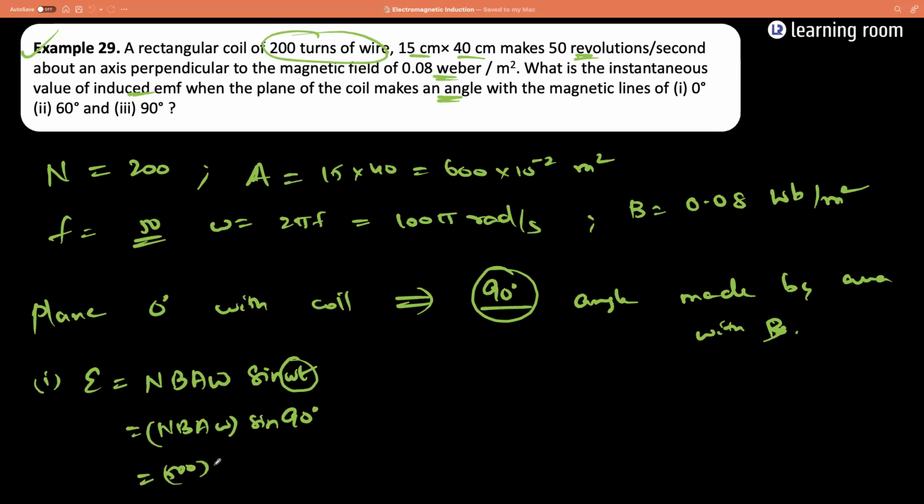So N is going to be 200, B is going to be 0.08, that is 8 divided by 100, into area, which is 600 into 10 power minus 2, into omega, which is 100 pi, into sine 90. 100 and 100 will get cancelled. So two zeros and this is gone. So 8 into 6 is 48, 48 into 5 is? Sir, 10. So it will be 200, sir. Yes, 200. So N is 200, sorry. Okay, 200.